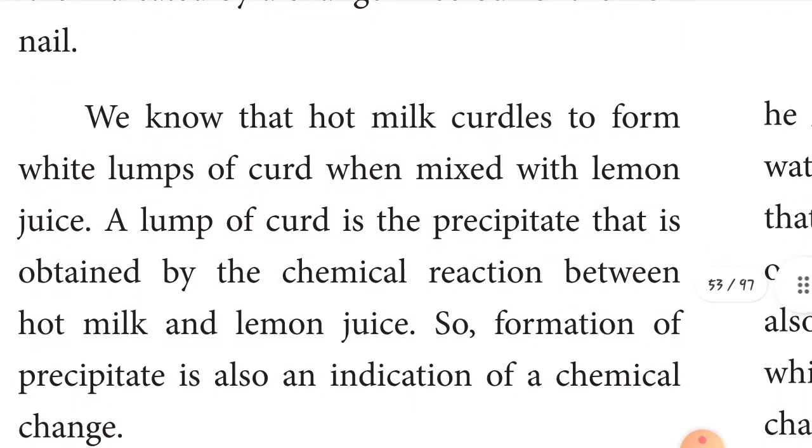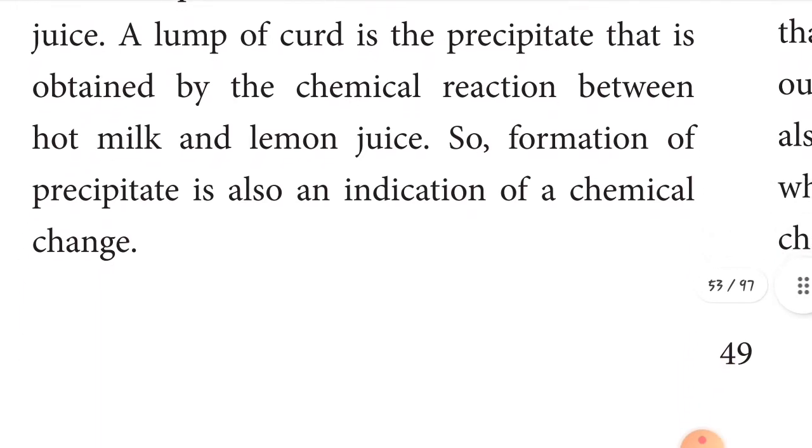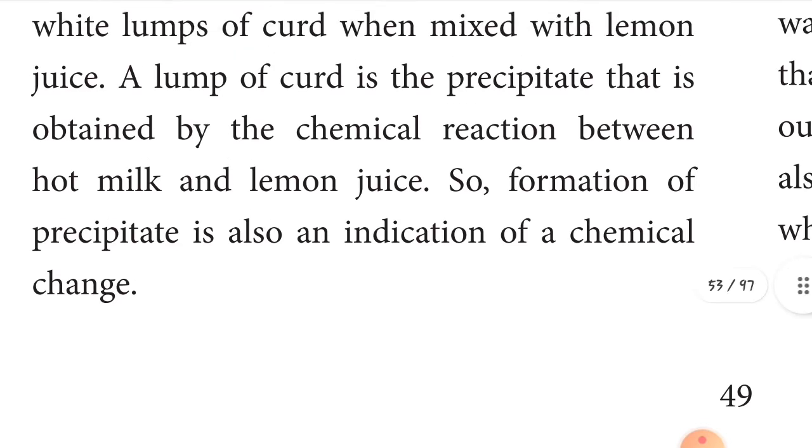You take hot milk, children, and curd forms white lumps. So mixed with lemon juice, what will happen? The lump of curd is a precipitate obtained from the chemical reaction between the hot milk and lemon juice. So this is the formation of a precipitate. Precipitate means a color will be produced. It is also an indication of a chemical change.